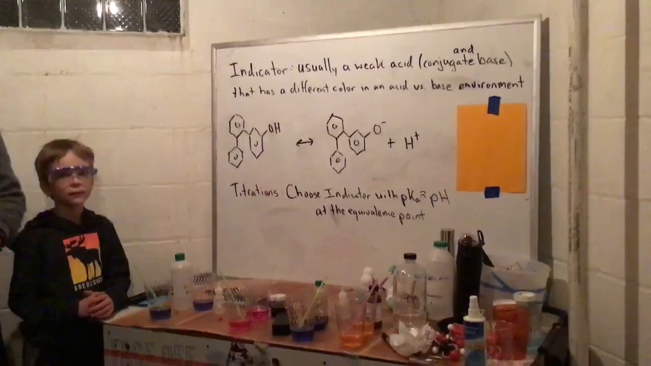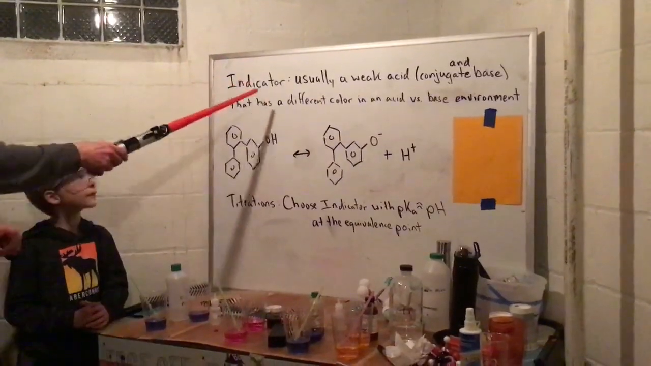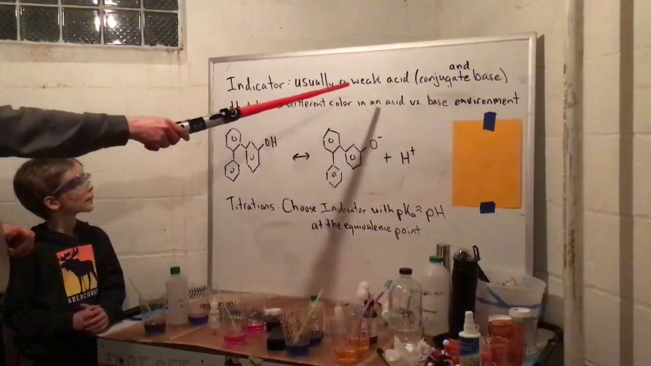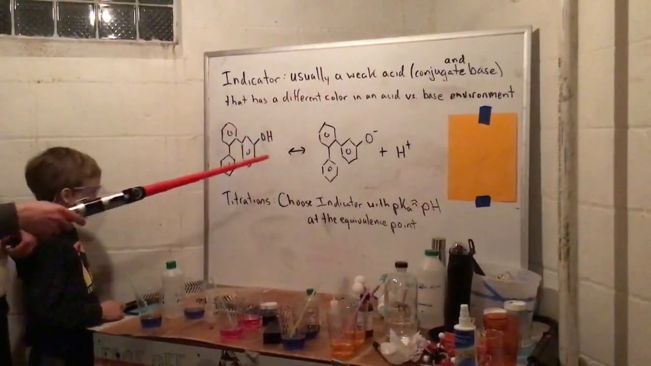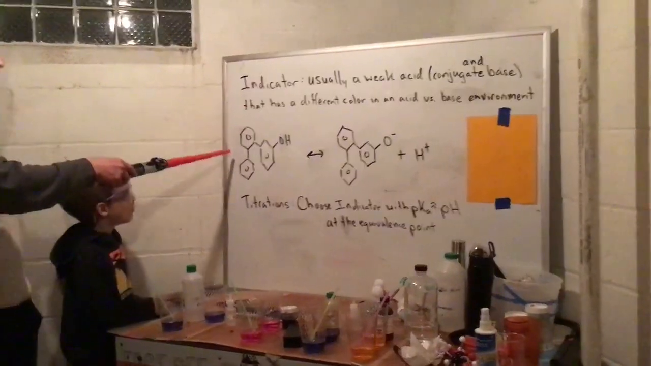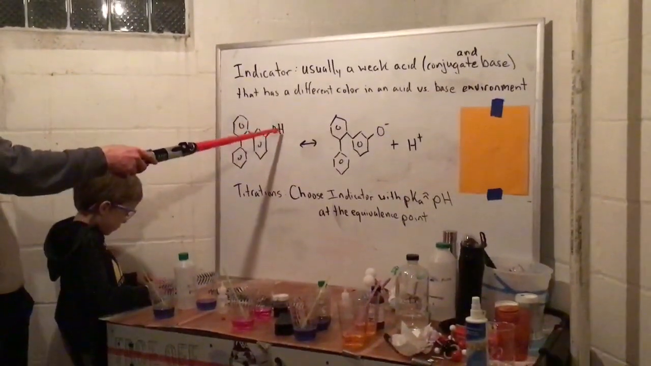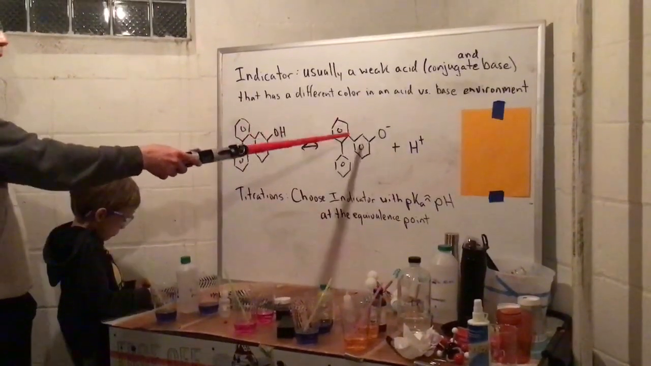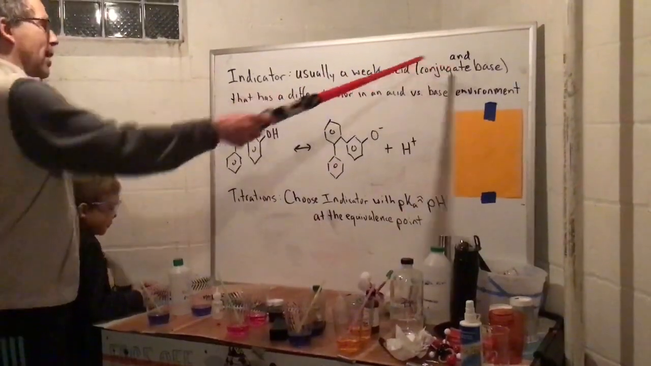Okay, today we're going to talk about indicators. An indicator is usually a weak acid that has a different color in an acid and in a base environment. A weak acid would be like a big chain of hydrocarbons, like an organic molecule. If it has an H and it loses that H, it becomes its conjugate base. That's why I said weak acid with its conjugate base.